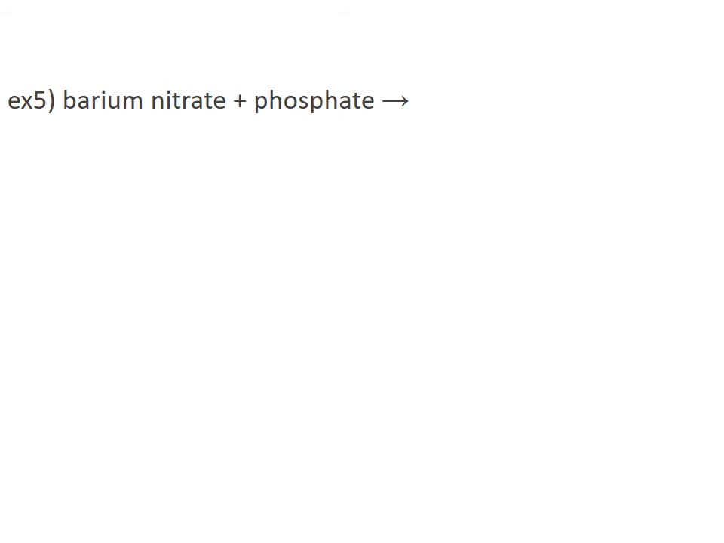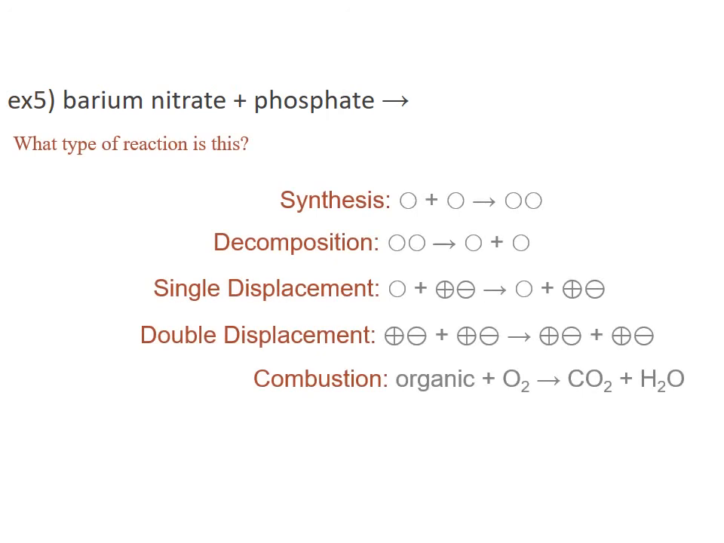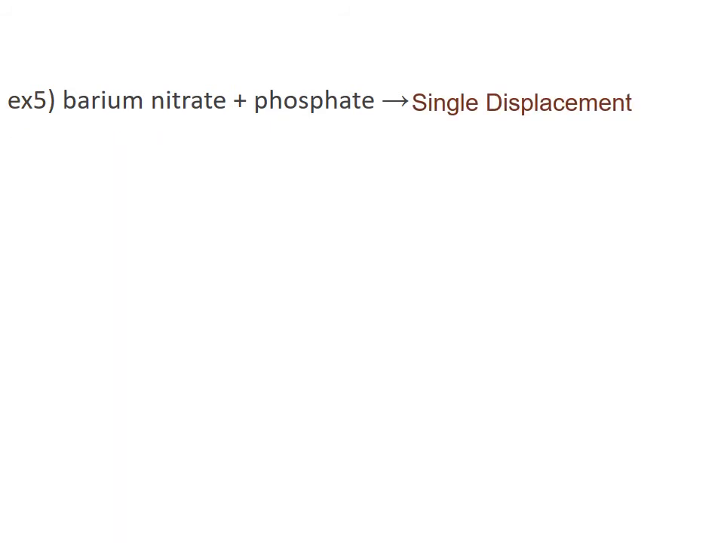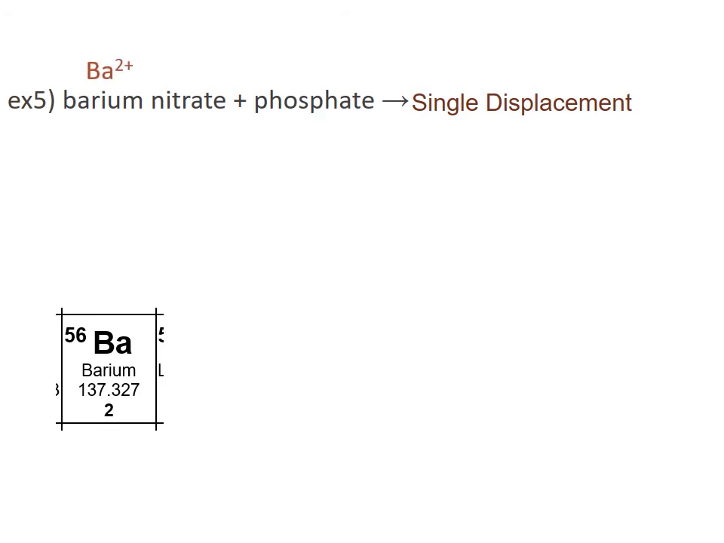Example 5, we have barium nitrate reacting with phosphate. So what kind of reaction is that? Well, we've got barium and nitrate together, phosphate by itself, so that has to be single displacement. So write single displacement after barium nitrate plus phosphate. I'm going to start by looking at barium on the periodic table. Number 56 takes a +2 charge, so over top of barium I'll write Ba2+. Nitrate is on my negative list, so over nitrate I will write NO3-.